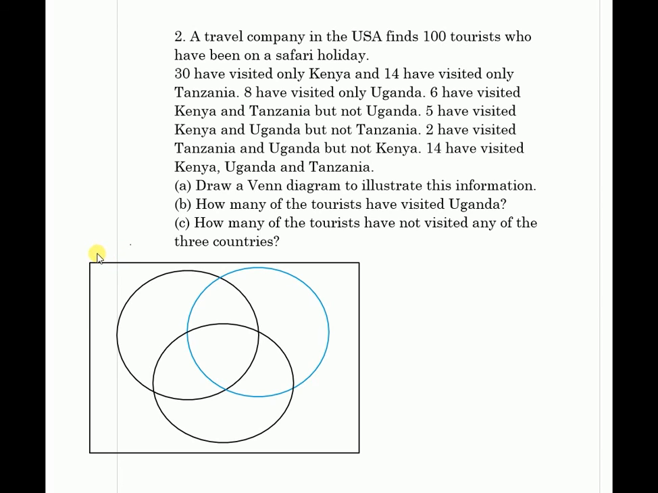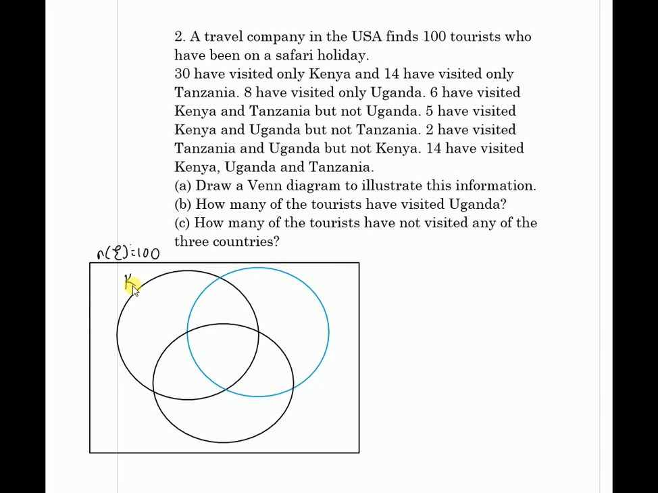The number of elements in the universal set is equal to 100. They said 30. Let us see. Let K be the set of tourists who have visited Kenya. Let T be the set of tourists who have visited Tanzania. And G be the set of tourists who have visited Uganda.